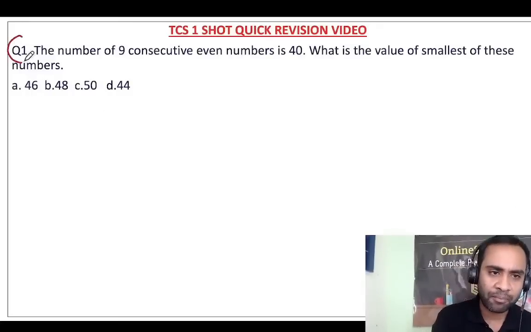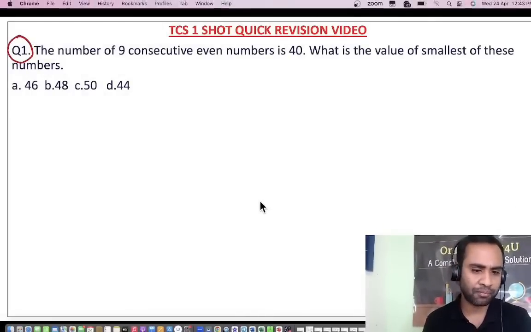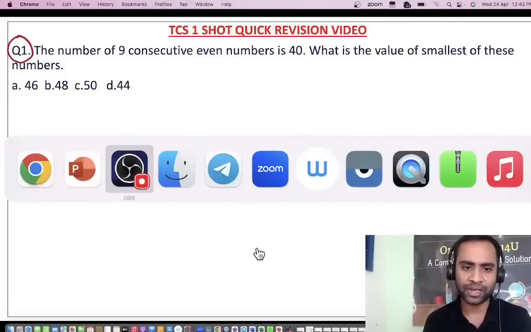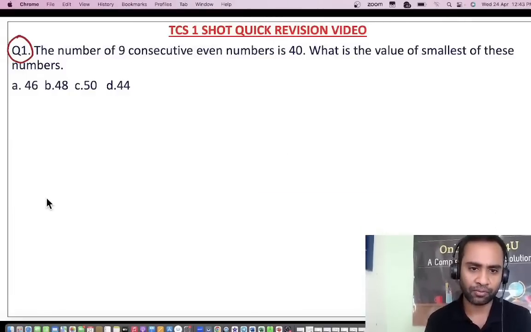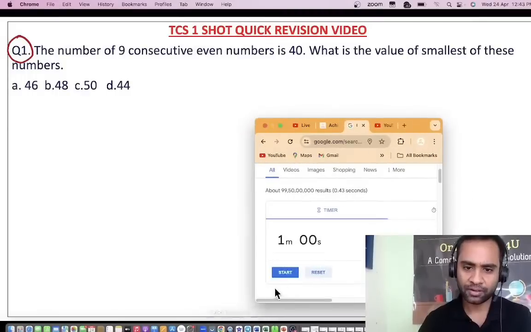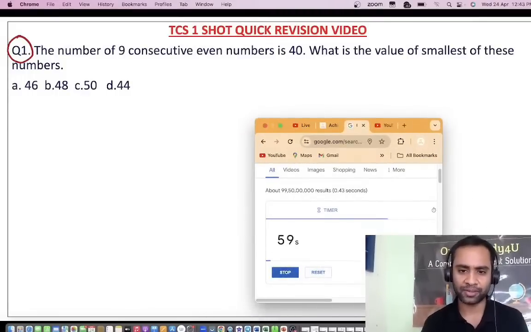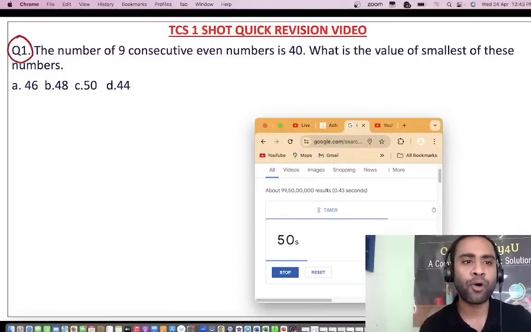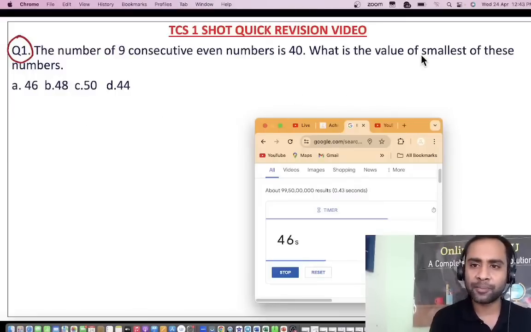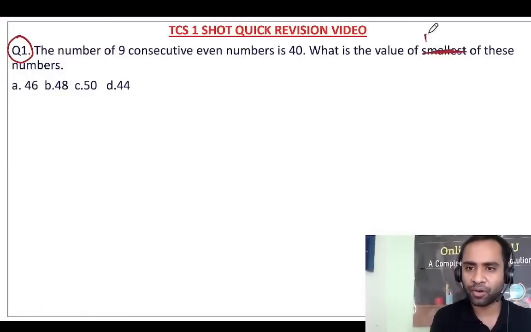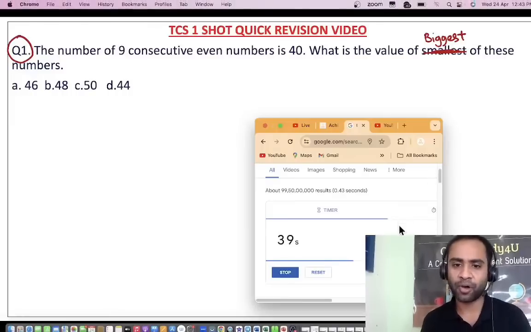Now, question number 1, and let's see how many of you are able to solve. Let's start the timer. The average of 9 consecutive even numbers is 40. Then what is the value of the smallest of these numbers? Sorry, instead of smallest, you put biggest.